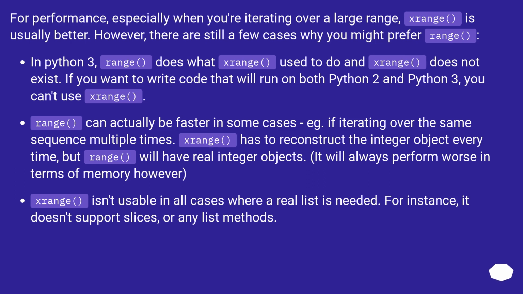In Python 3, range does what xrange used to do and xrange does not exist. If you want to write code that will run on both Python 2 and Python 3, you can't use xrange.